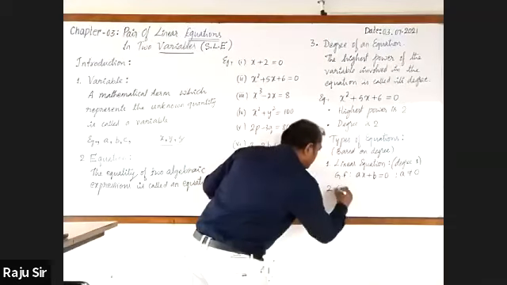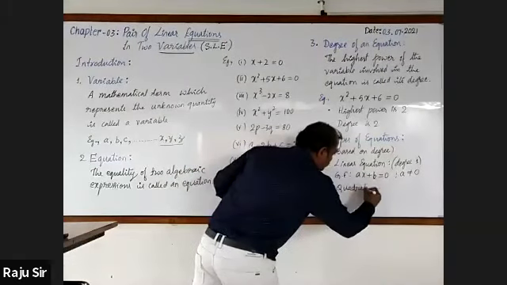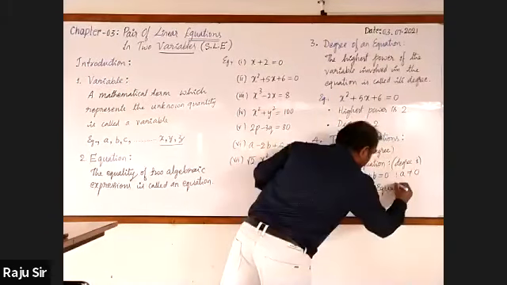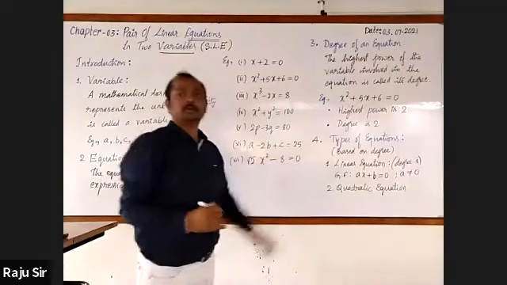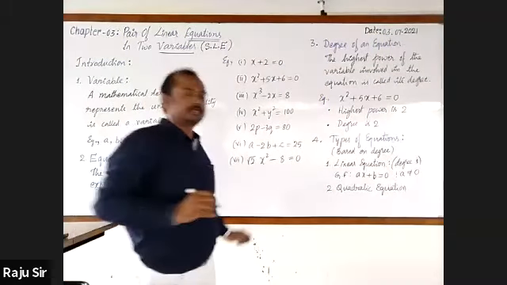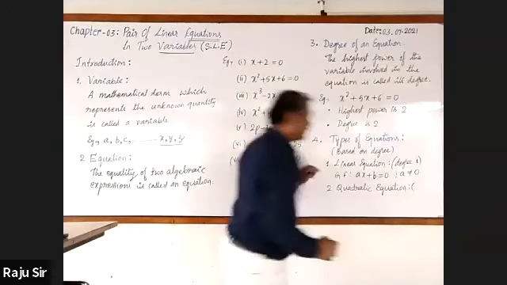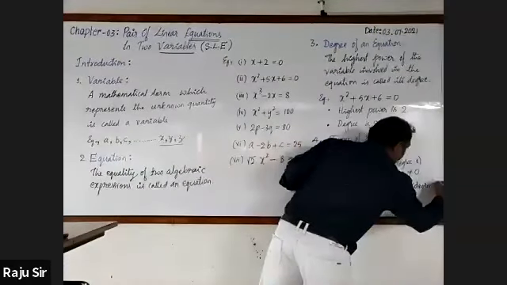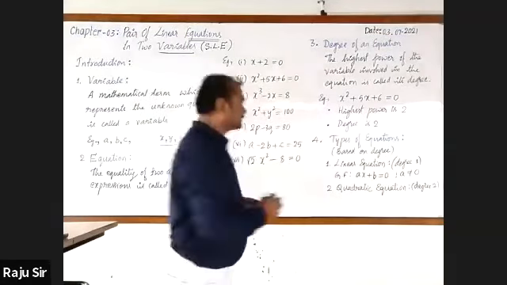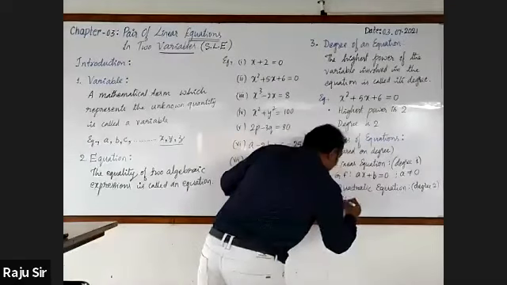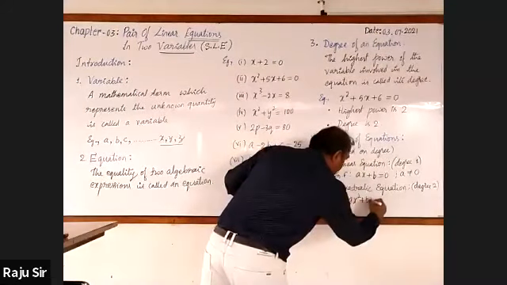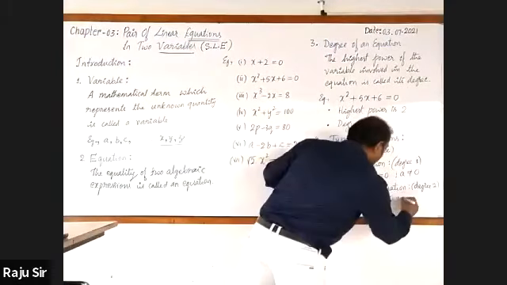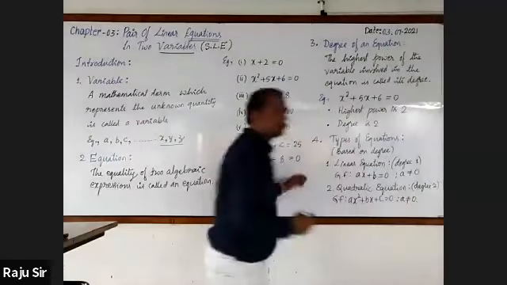Second one, an equation of degree 2, which is quadratic equation. Don't write the definition. Just whatever I have been writing, copy the same. Quadratic equation. In bracket, you write degree 2. And its general form is ax square plus bx plus c is equal to 0, where a is not equal to zero.